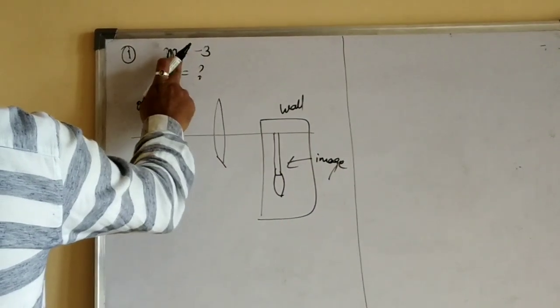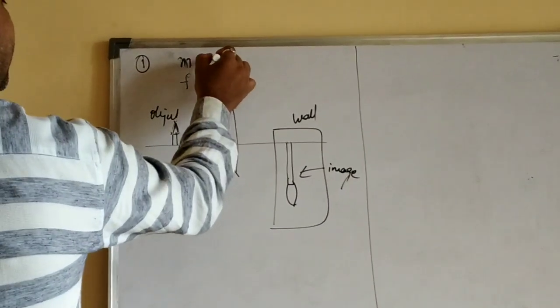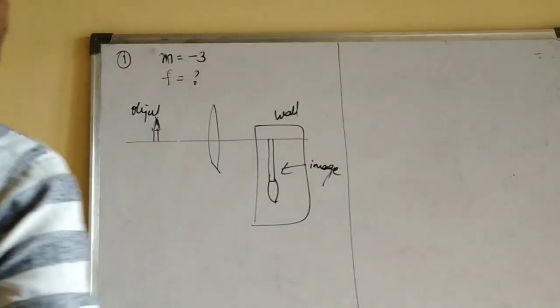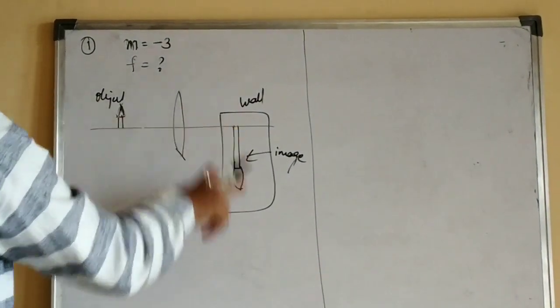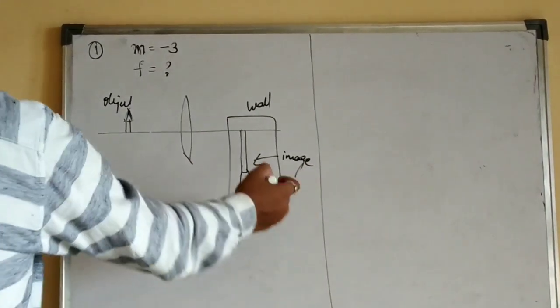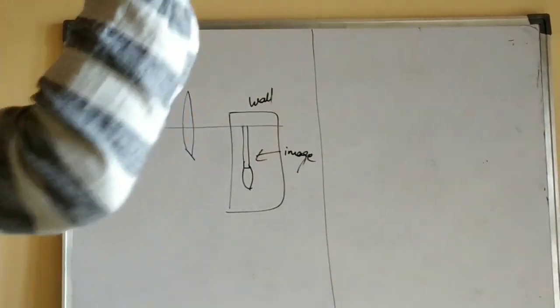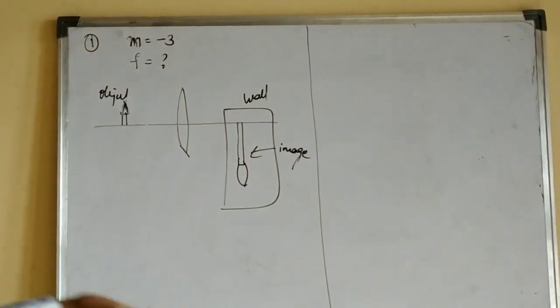That 3 times is nothing but what? m is equal to -3. You have to take that. Okay. Why? Because always the downward height in the formula h2 by h1 will be negative and the other will be positive. So negative by positive results in negative.